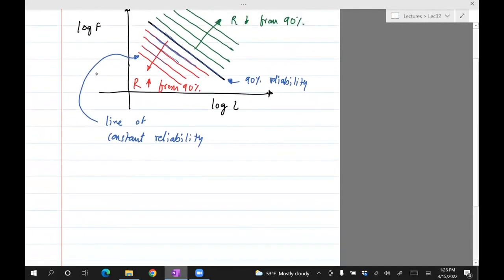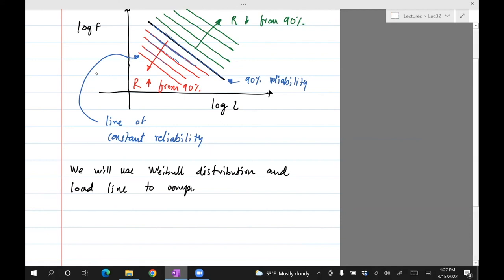Okay, so we will use the Weibull distribution and the load line to compute C10 at a different reliability. Okay, so let's see how to do that.